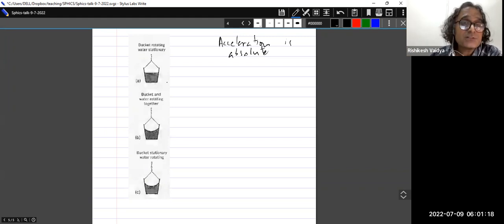the bucket is rotating, of course, but the surface of water is still flat. Now, after a while, the bucket is still unwinding, but now the water has picked up some rotation. It actually spins, and its surface acquires a curvature. So now there is no relative motion between the bucket and the water. And in part three of the experiment, the bucket is stopped from spinning, but of course the water is still spinning.